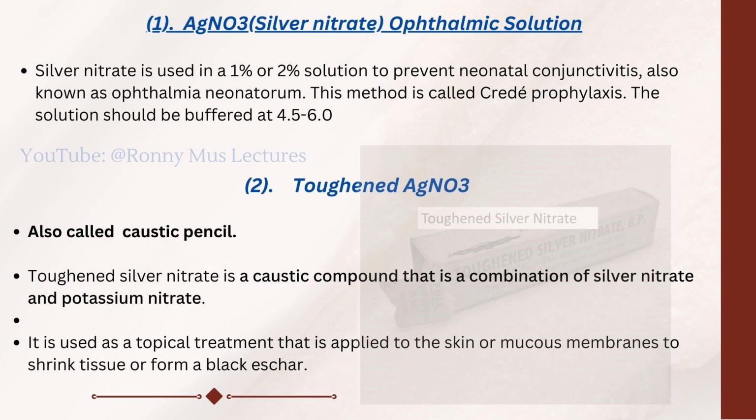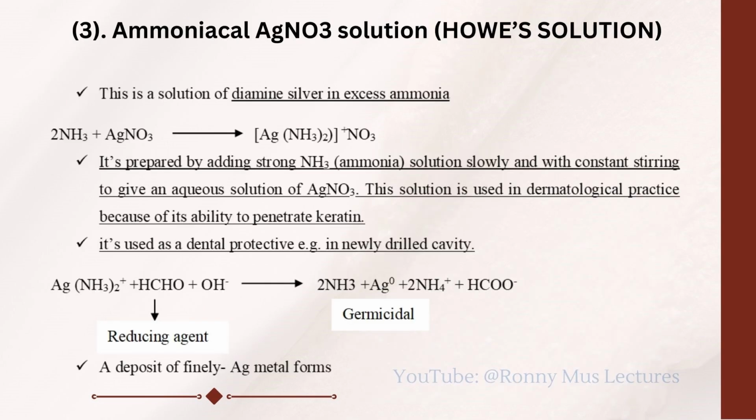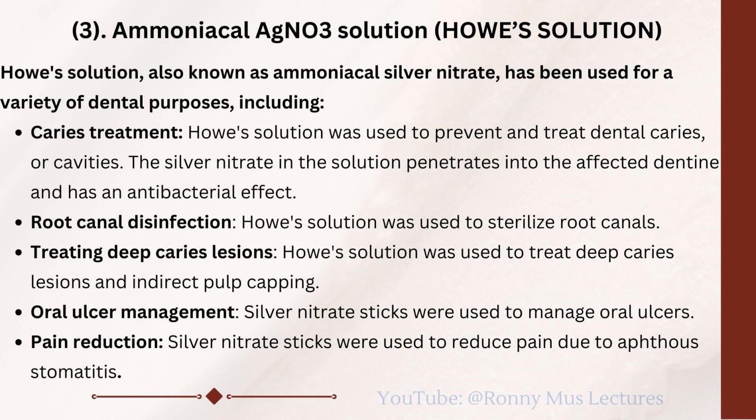Where is it used? It is used as a topical treatment that is applied to the skin or mucous membranes to shrink tissue or form a black eschar. It can also be used in management of warts. Then we have ammoniacal silver nitrate solution, which is also known as Howe's solution. It is a solution of diamine silver in excess ammonia. This solution is used in dermatological practice because of its ability to penetrate keratin. We look at uses of Howe's solution, which is ammoniacal silver nitrate solution.